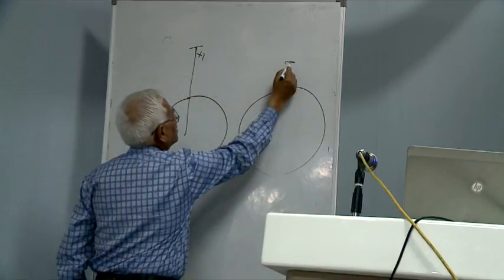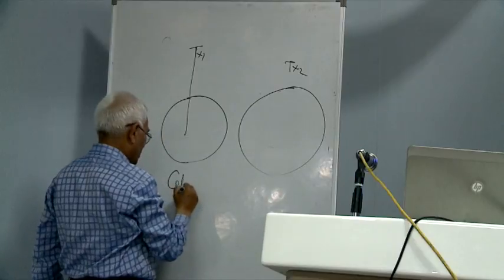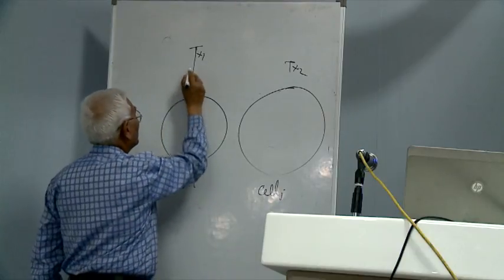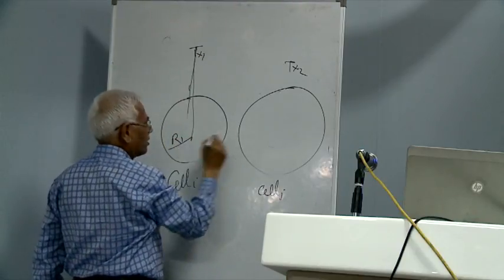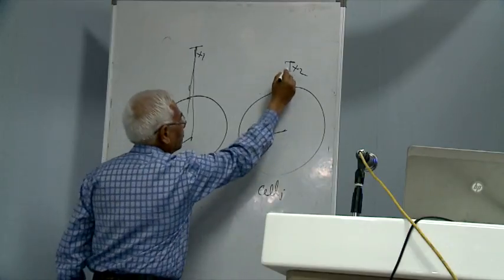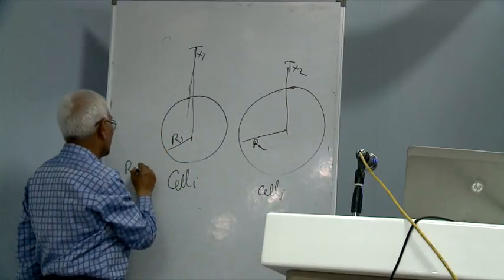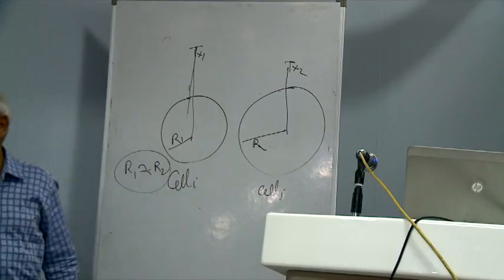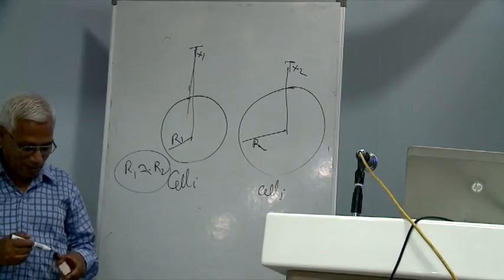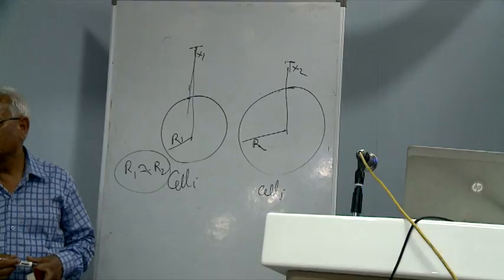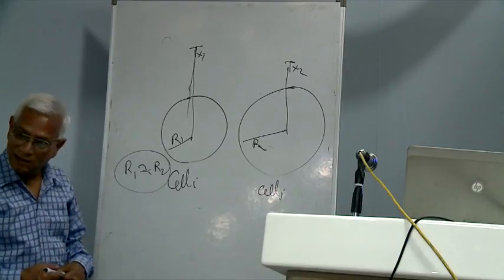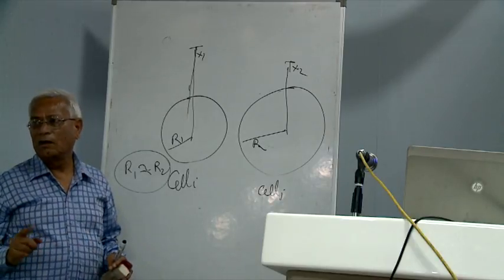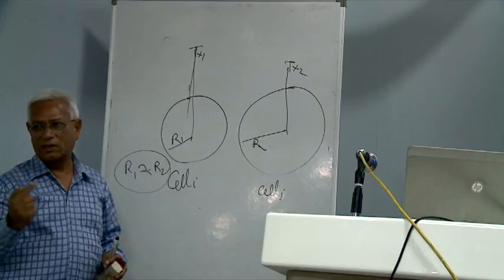Tx1, Tx2, cell I and cell J. R1, R2. R1 is not the same as R2. They are different service providers. Maybe the same one, but depending upon the situation, it may differ. Now let us see the behavior. We have discussed that the signal strength decreases, and equal signal strength contours are available.